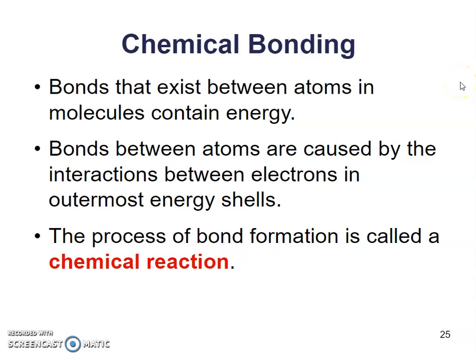Chemical bonding. Bonds that exist between atoms and molecules contain energy. Bonds between atoms are caused by the interaction between the electrons in the outermost energy shells, those valence shells. The process of bond formation is called a chemical reaction.